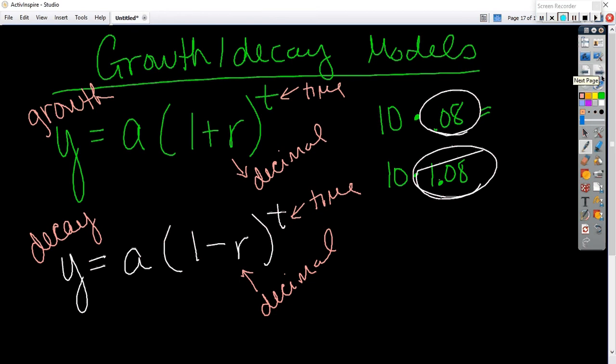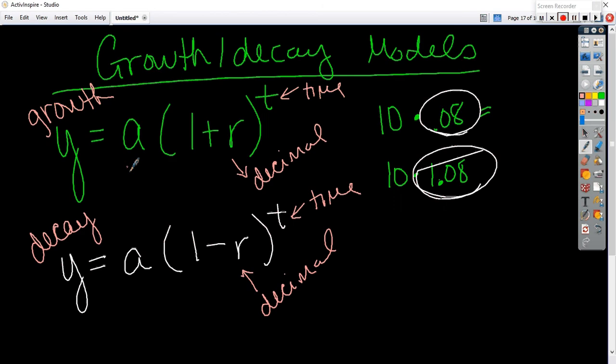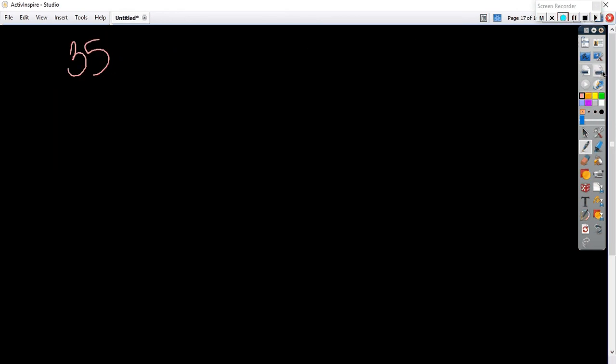All right, let me give you an example and then I'll be done. I'm going to get one straight from your book. A cup of green tea contains 35 milligrams of, oh, I should have probably told you this too. Your A is your initial amount. It's where you start. So a cup of green tea contains 35 milligrams of caffeine.